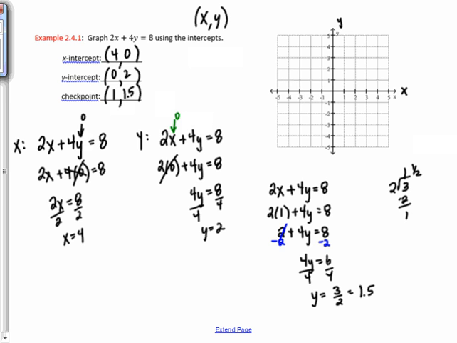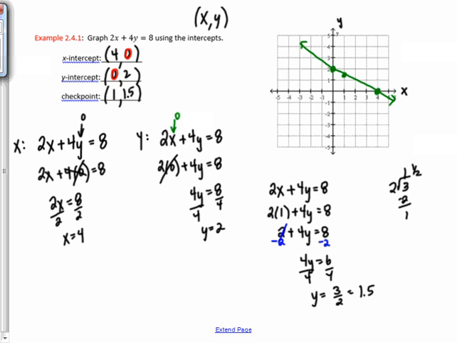Let's plot 4, 0, which would be right here, and 0, 2, right here. We could just connect the dots from there, but let's make sure our checkpoint falls in line. So we're going to plot 1, 1.5, and that does fall in line. Now I can connect the dots. So to find the x-intercept, put a 0 in for y. To find the y-intercept, put a 0 in for x, and then for the checkpoint, you get to choose your number for x and solve for y.